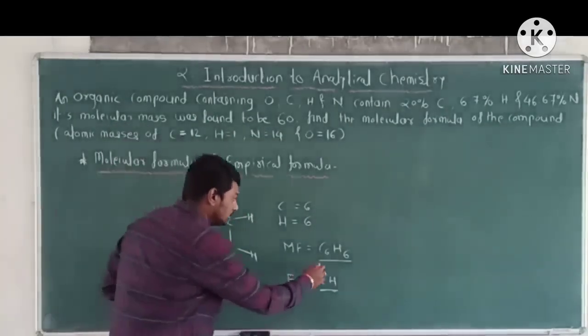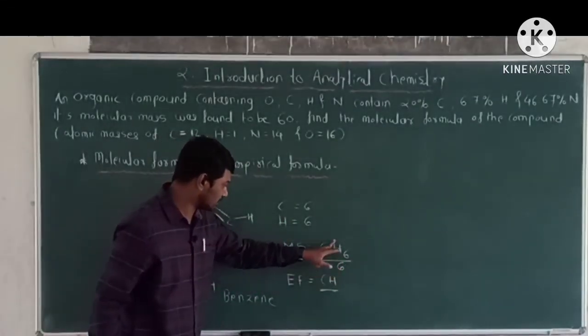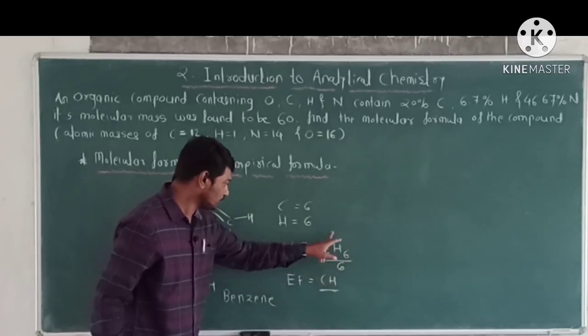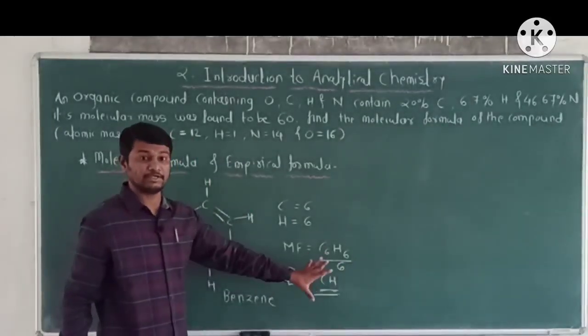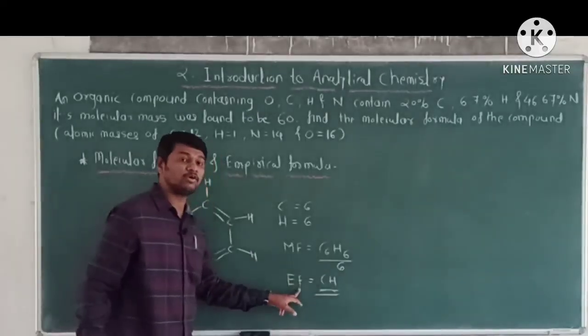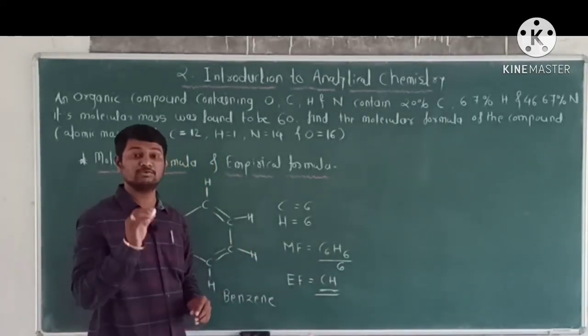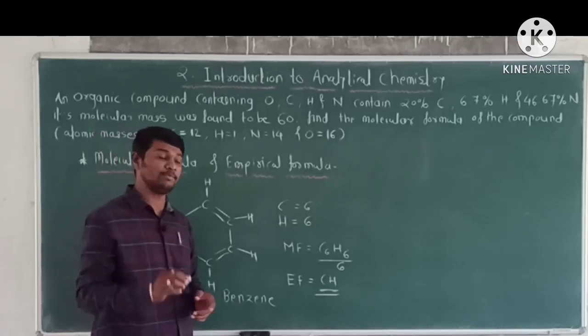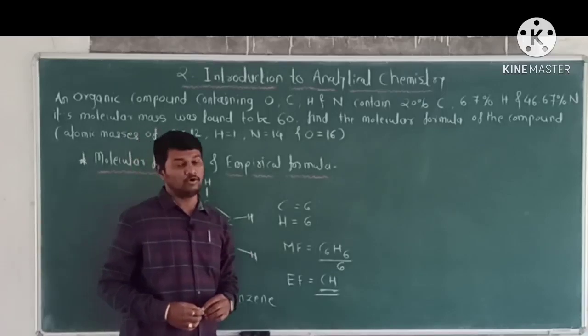That is, C6H6 divided by 6. The simplest ratio of this is CH, and this simplest ratio is the empirical formula. The empirical formula is the simplest ratio of atoms of elements present in a molecule.